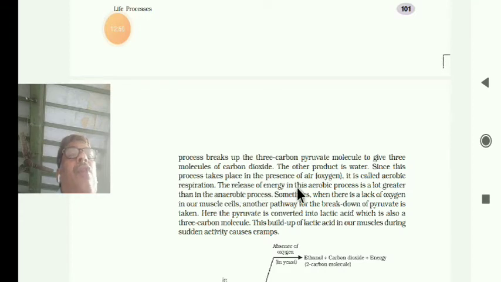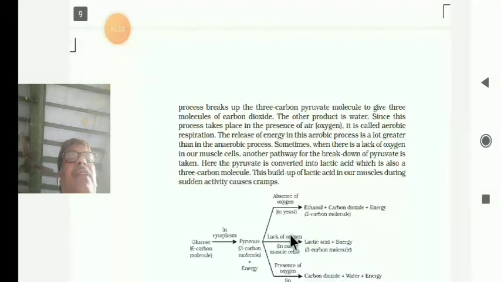The release of energy in aerobic respiration is much greater than in the anaerobic process. Sometimes, when there is a lack of oxygen, as in the second case we have discussed, another way of breaking down pyruvate is taken.